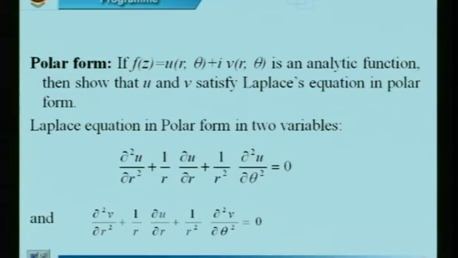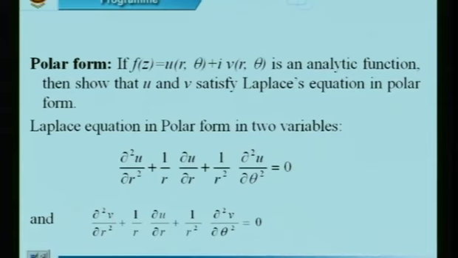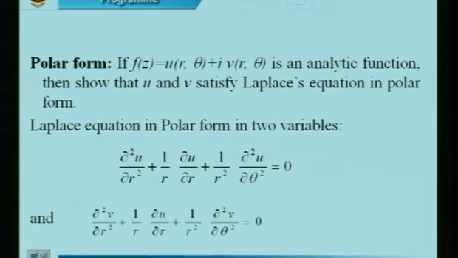The Laplace equation in polar form is ∂²u/∂r² + (1/r) ∂u/∂r + (1/r²) ∂²u/∂θ² = 0. That is, u satisfies the Laplace equation in polar form. Similarly, ∂²v/∂r² + (1/r) ∂v/∂r + (1/r²) ∂²v/∂θ² = 0. That is, v satisfies the two-dimensional Laplace equation in polar form.